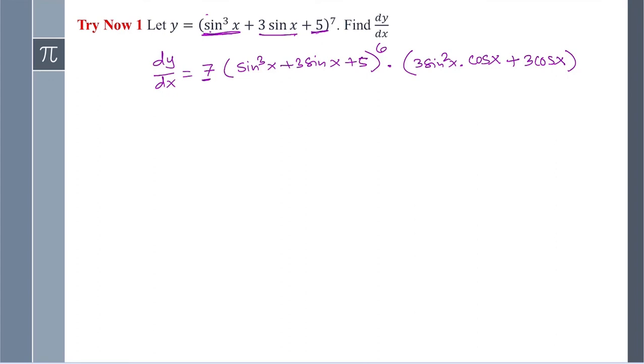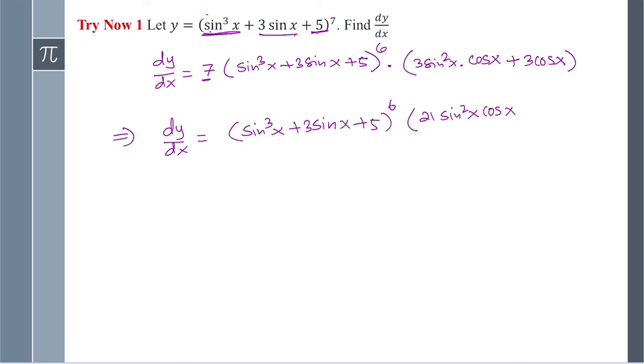So I can distribute the 7 into the second term because I don't have a power for the second term. So I can write this as dy over dx equals sine cubed x plus 3 sine x plus 5 to the sixth times, and if I distribute that 7, I get 21 sine squared x cosine x plus 21 cosine x. So that is the derivative.